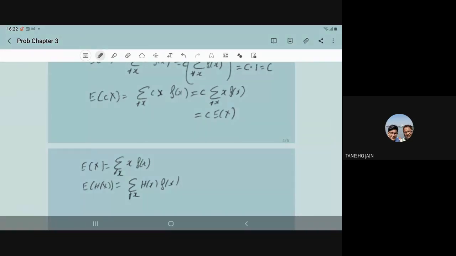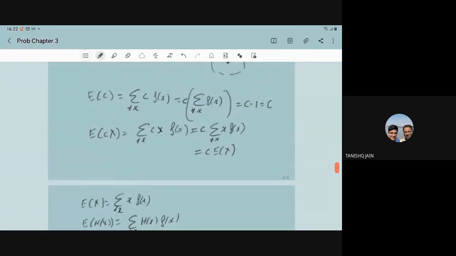So when we say E[c], we mean the expected value of a constant.